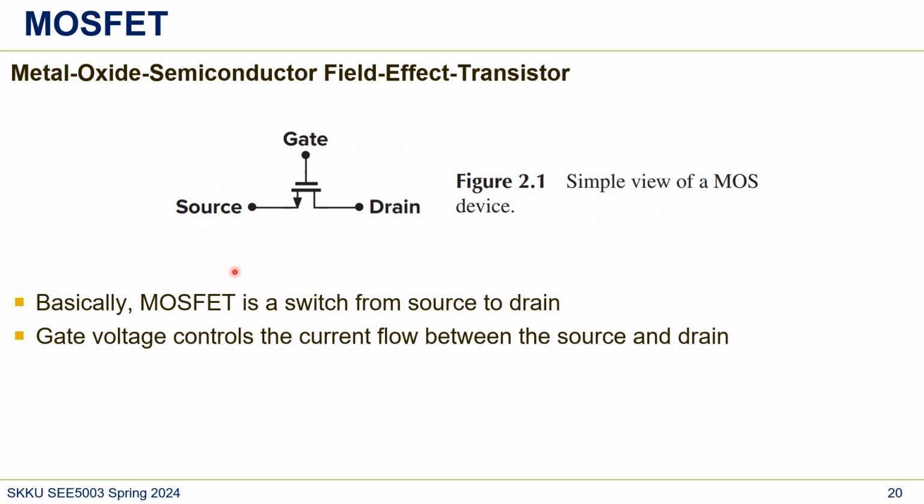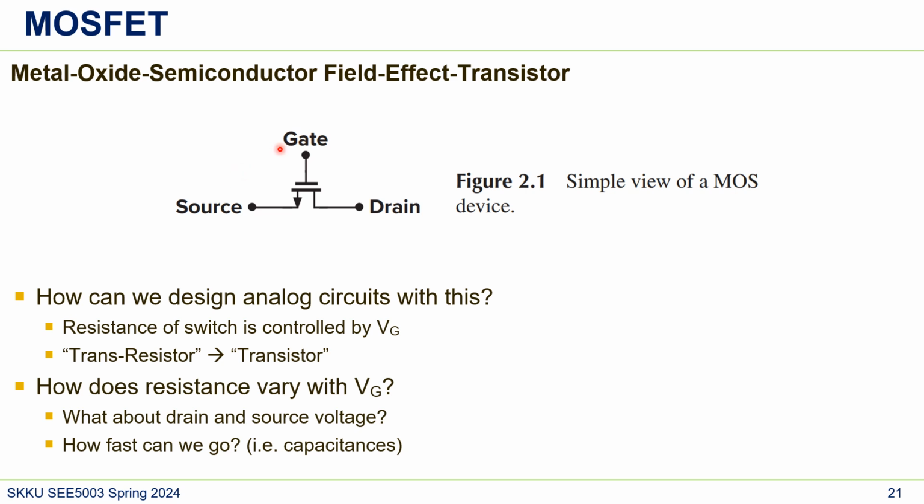Basically what it does is act as a switch from source to drain. From source to drain, the current is flowing. And then we can control the current flow from source to drain, or maybe drain to source, doesn't matter, by controlling the gate voltage. So just understand it as a switch.